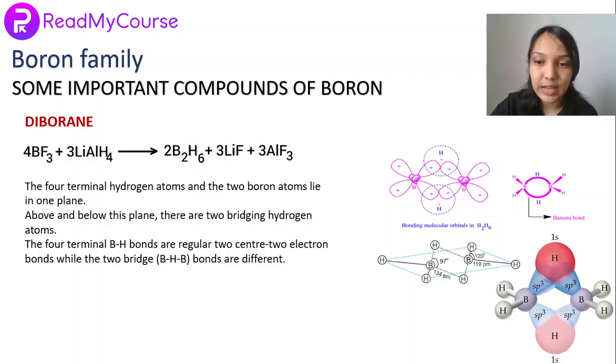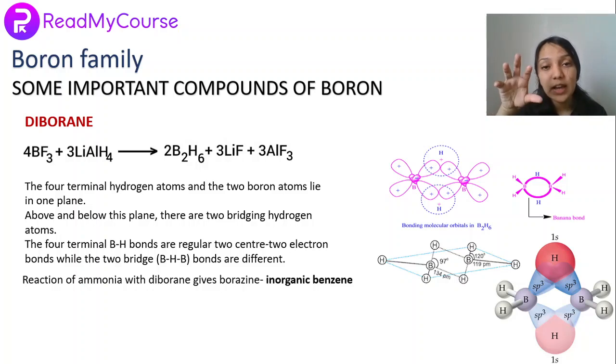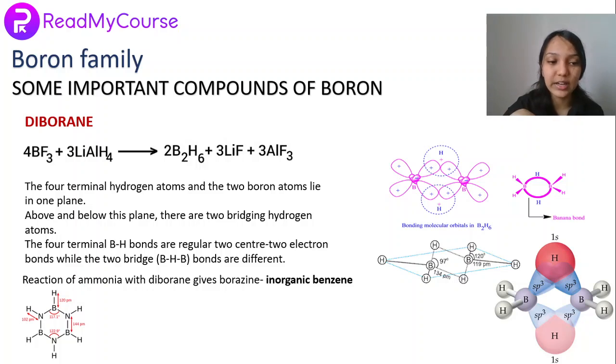Fine. And the reaction of ammonia with diborane gives something known as borazine. This is something interesting. So when ammonia reacts with diborane, it forms borazine, and it is known as inorganic benzene. And this is how it looks. It looks more or less like the benzene structure, right? It's a six-membered ring, and hence we call it inorganic benzene.